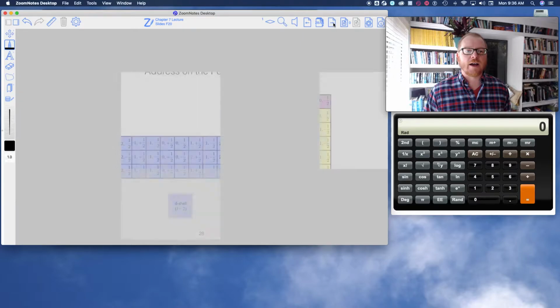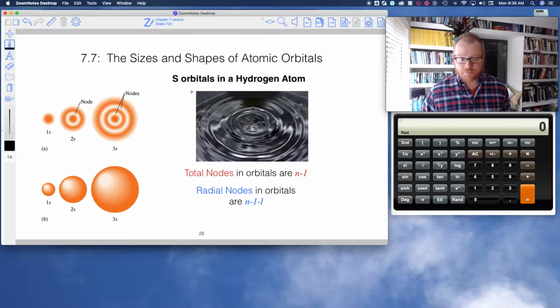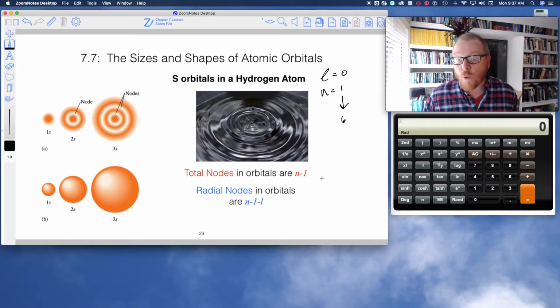So the first one we're going to talk about are s orbitals, okay? So we noted for an s orbital, you have to have L equal to 0. And we can have s orbitals for n equals 1 all the way down to n is equal to 6. We can go all the way up to 6s as long as L is equal to 0. Okay? And so these s orbitals end up having a spherical geometry. So for now, let's just pick on this 1s orbital.